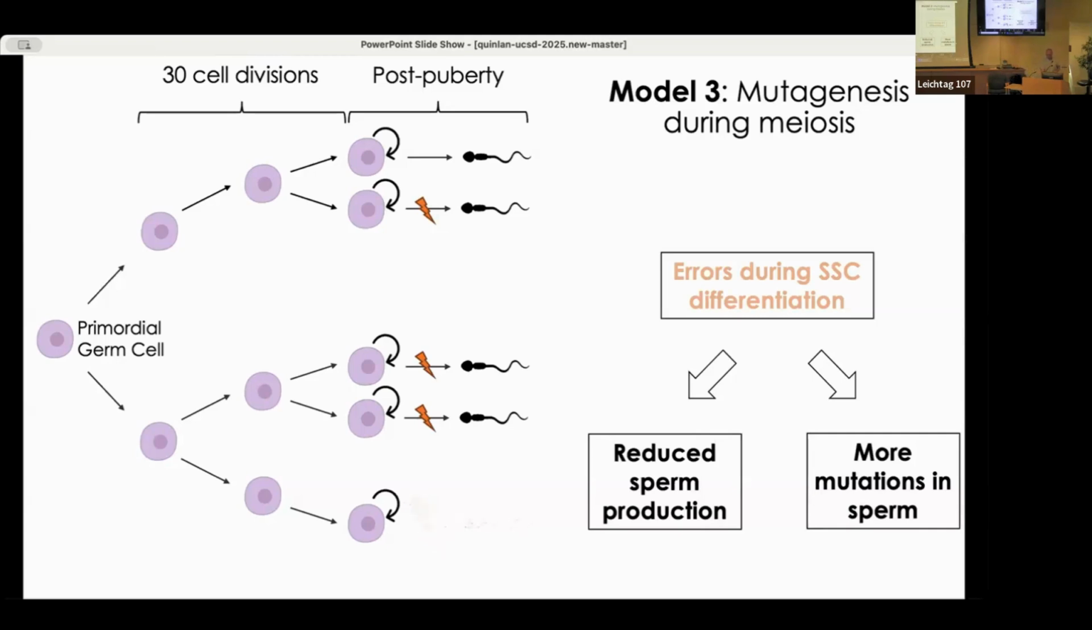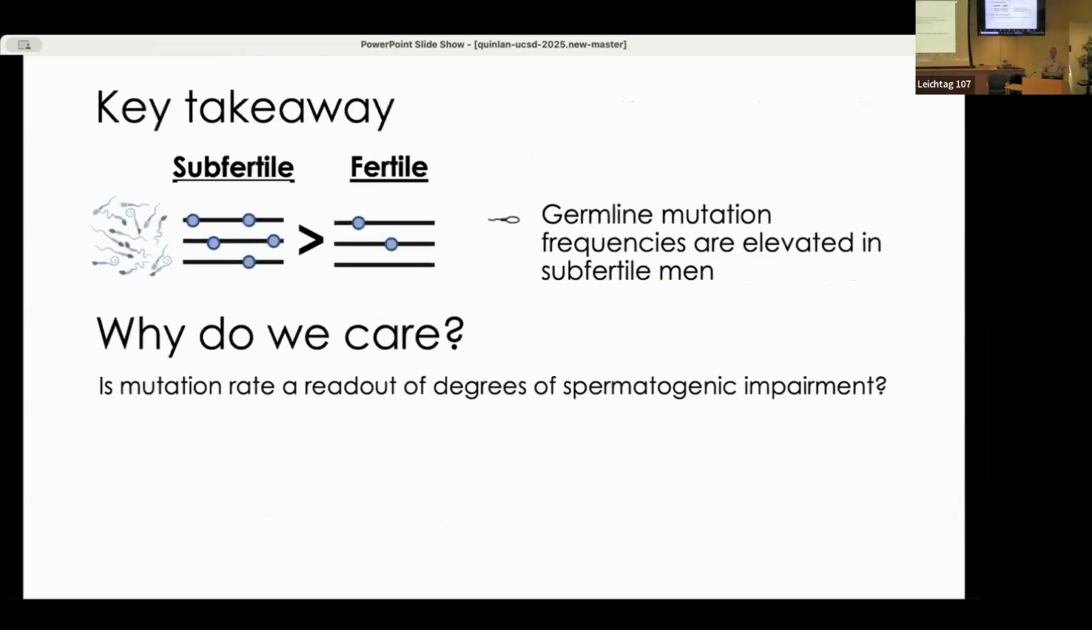Okay, great. So the key takeaway is that, at least so far, we have support for this hypothesis that subfertile men have elevated mutation. We'll see from this collaboration with Shuvro and Ludmil whether that is manifest in UDSeq as well. But I just want to remind people why we might care about this. I think this suggests that mutation rate is really a readout of spermatogenic impairment. It has obvious implications for the assisted reproductive therapies that men like this might pursue.